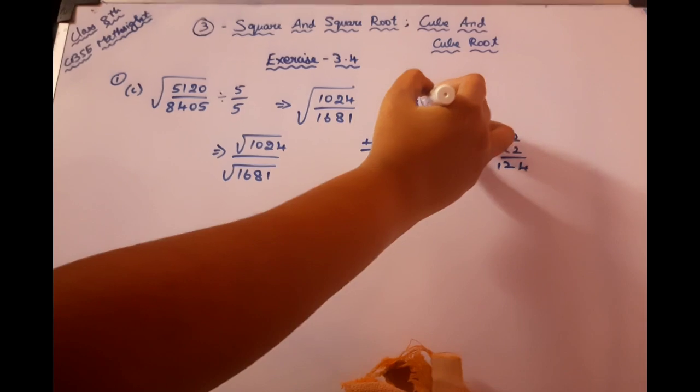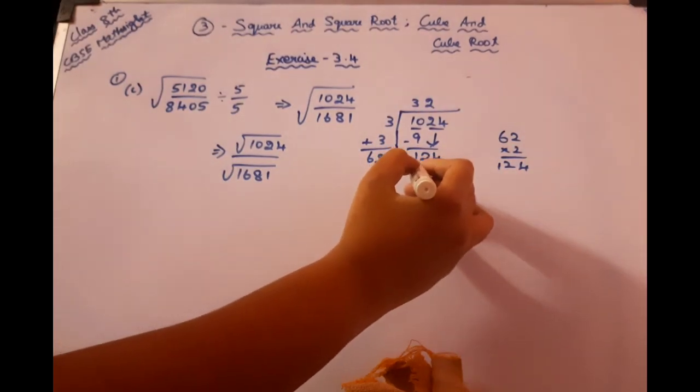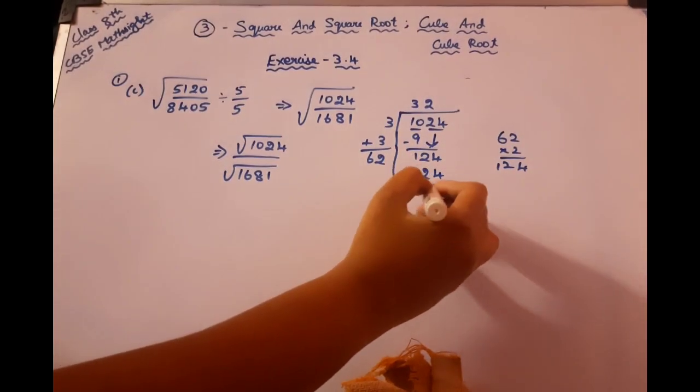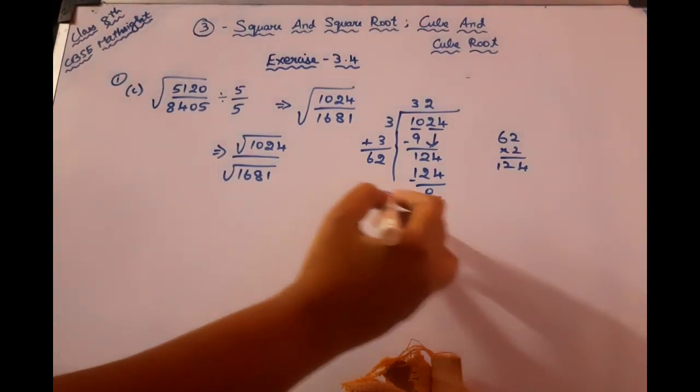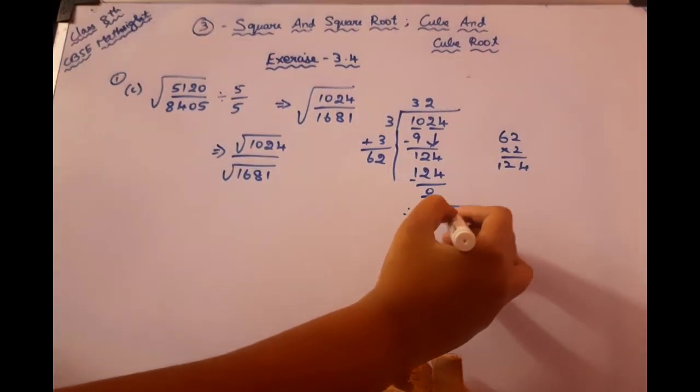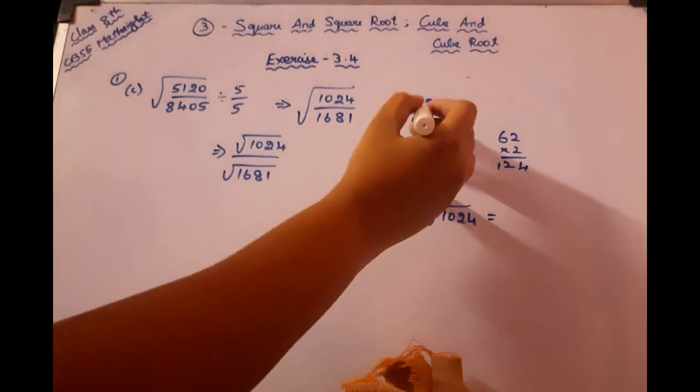So the second quotient will be 2. So 62 into 2, we get 124. When we subtract, we get the remainder 0. Therefore, the square root of 1024 is equal to 32.